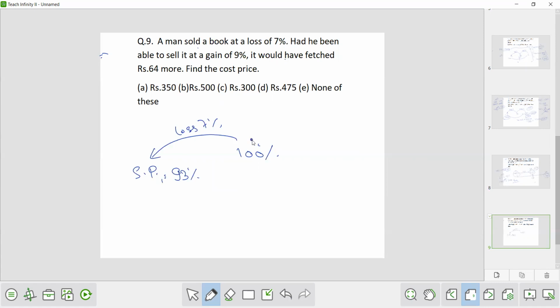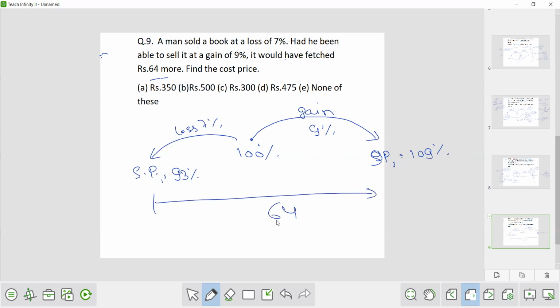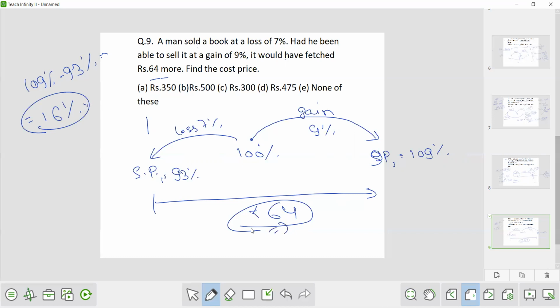So if you would have sold it at a gain of 9%, the SP2 will be 109%. So he would have fetched rupees 64 more. From SP1 to SP2, he would have fetched how much? Rupees 64 more. So the percentage difference between SP1 and SP2 is 109% minus 93%, that is 16%. So this 16% value is given as 64.